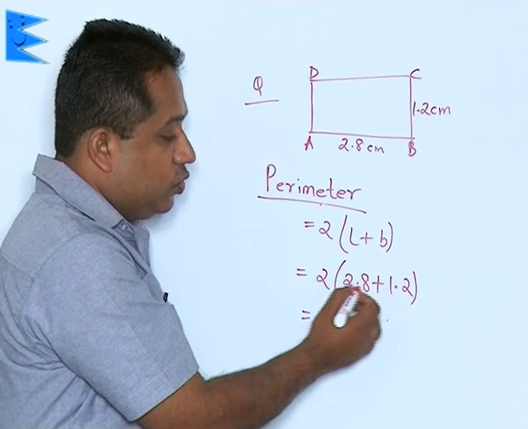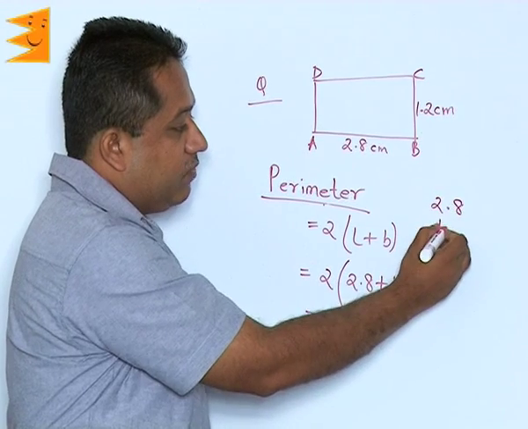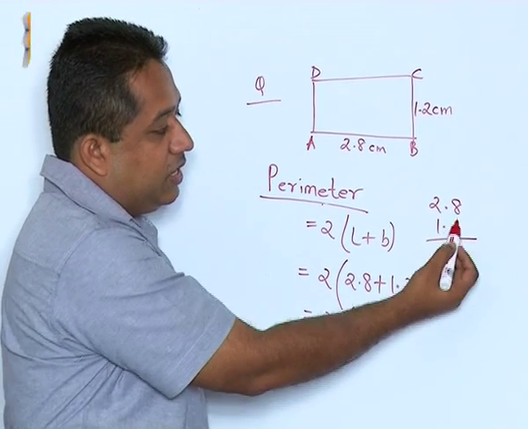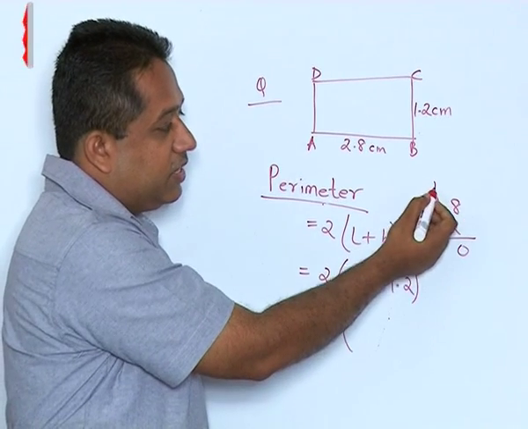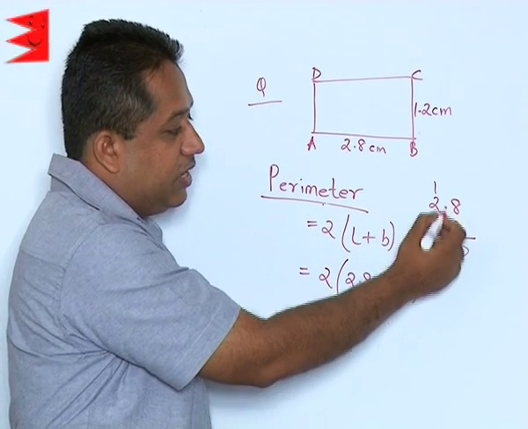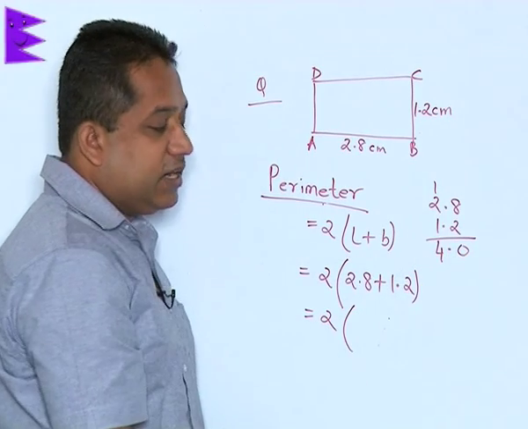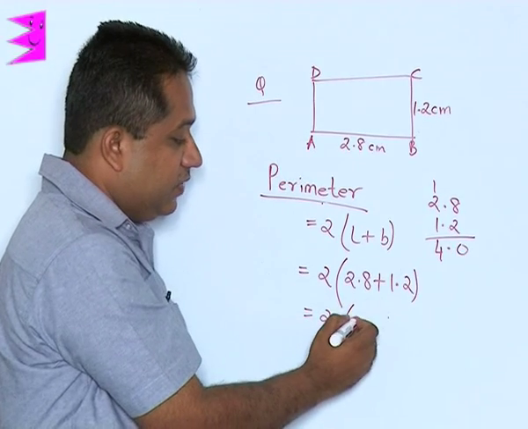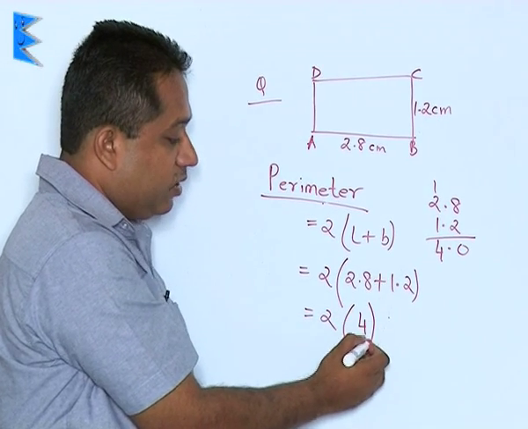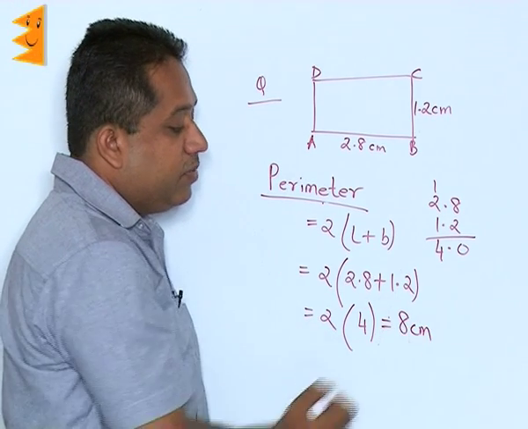When I solve this, I will add 2.8 and 1.2. We are going to get 8 and 2 is 10, so 0 and 1 carried, 2 plus 1 is 3, 3 plus 1 is 4, and the decimal comes right below this. So, we get 4.0, or we can write it simply as 4, because after the decimal this 0 will not have any significance here. So, if I write 4 here, we get 2 multiplied by 4, and the result will be 8 centimeter.